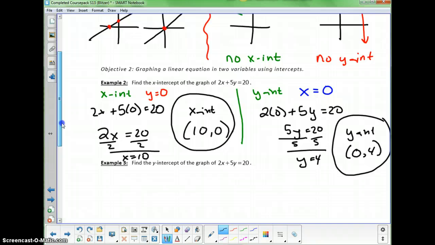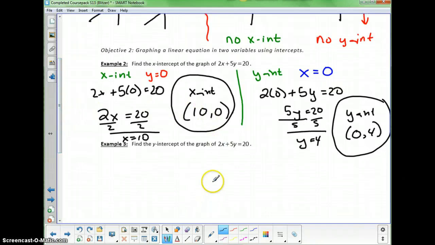Okay. If I would have read a little bit more on this problem, I knew I was going to find the x and y intercept. I didn't pay much attention to the fact that I was asked just to find the x-intercept in the first example and to find the y-intercept in the second example. So I got a little bit carried away right there. Okay, let's go to the next page.